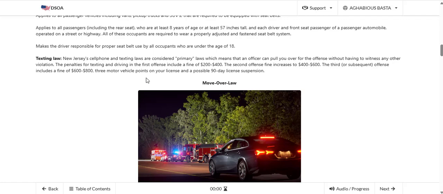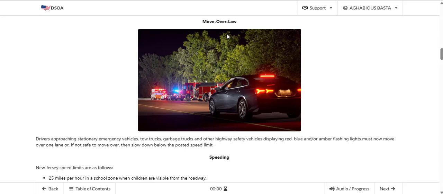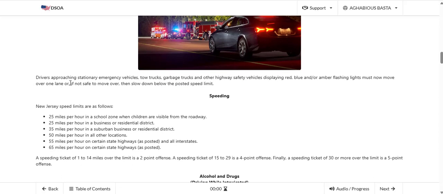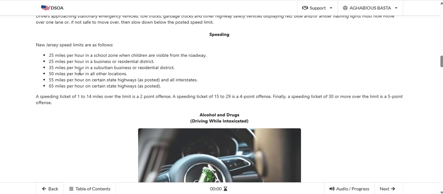Move over law. Drivers approaching stationary emergency vehicles, tow trucks, garbage trucks and other highway safety vehicles displaying red, blue and/or amber flashing lights must now move over one lane or, if not safe to move over, then slow down below the posted speed limit. Speeding. New Jersey speed limits are as follows: 25 miles per hour in a school zone when children are visible from the roadway.